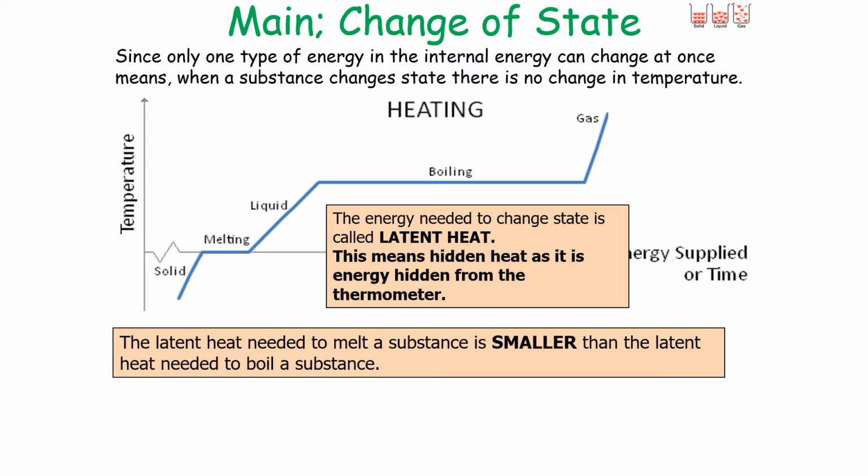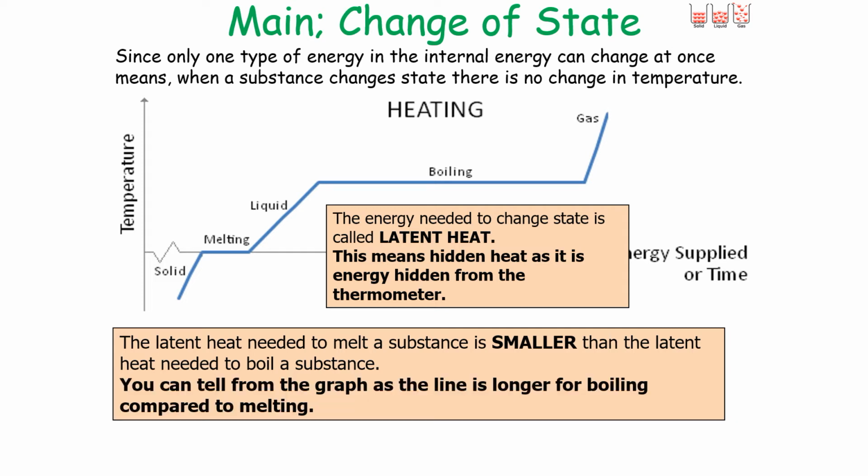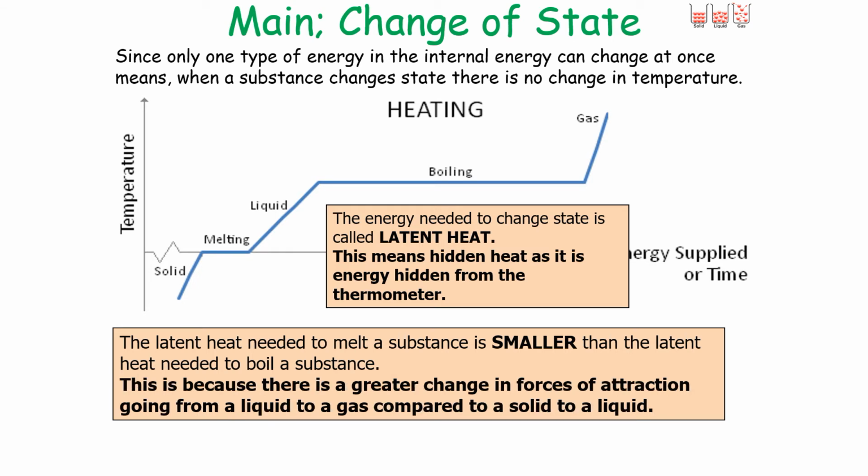Now, the latent heat needed to melt a substance is smaller than the latent heat needed to boil a substance. You can tell this from the graph, as the line is longer for boiling compared to melting. This occurs because there's a greater change in the forces of attraction going from a liquid to a gas as compared to a solid to a liquid.